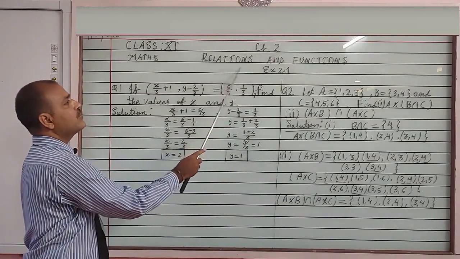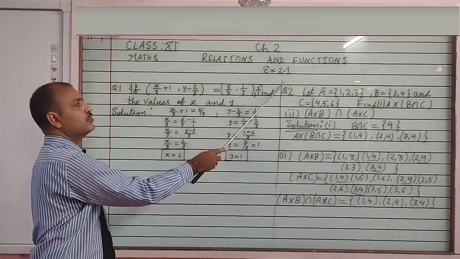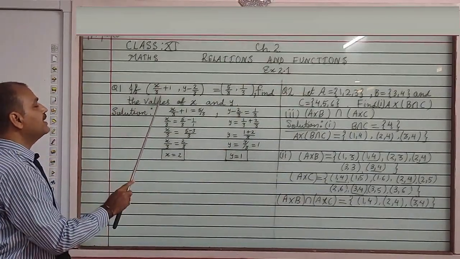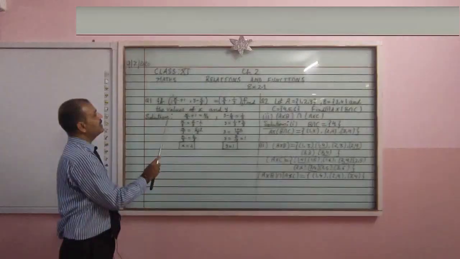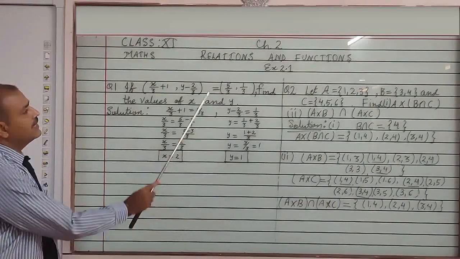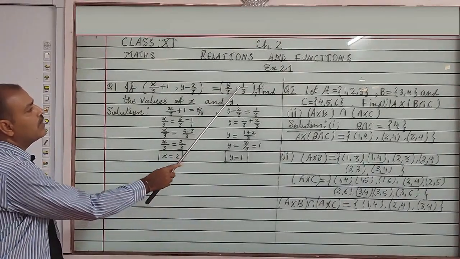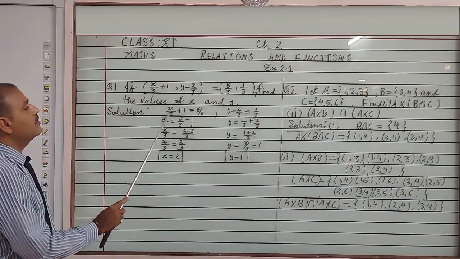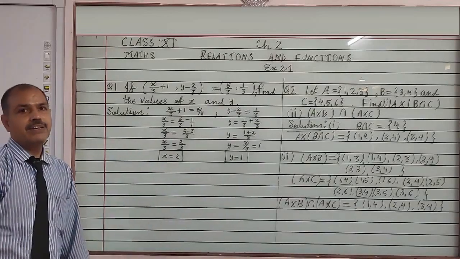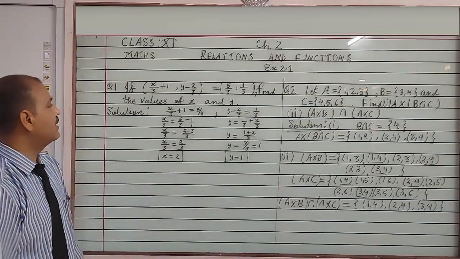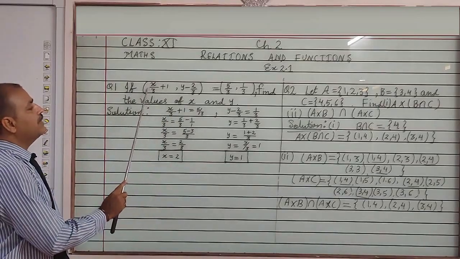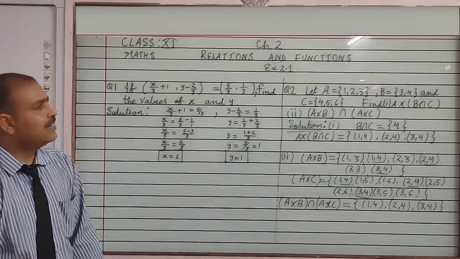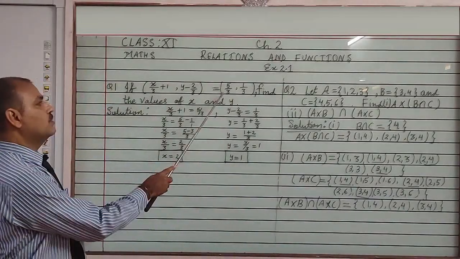Chapter 2, Relations and Functions, Exercise 2.1, Question 1. If (x/3 + 1, y − 2/3) is equal to (5/3, 1/3), find the values of x and y. We have to find the values of x and y. So compare x/3 + 1 equal to 5/3 and y − 2/3 equal to 1/3. We have to compare these values.